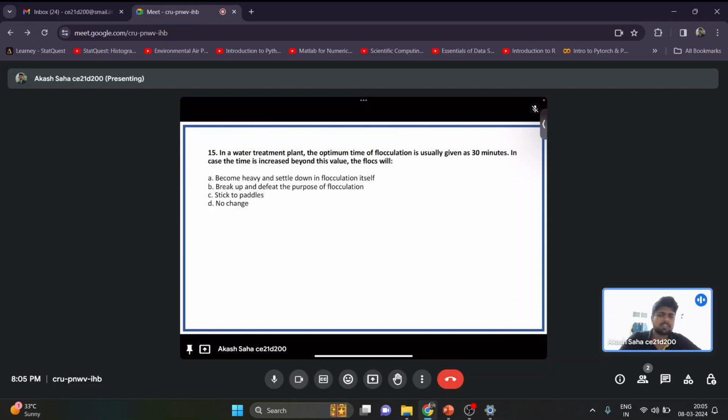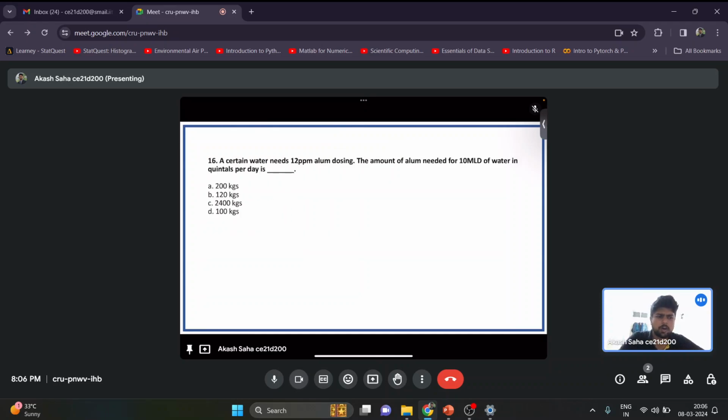So obviously the answer will be B. They will break up and defeat the purpose of the flocculation because more time is given. There can be a change, a case of charge reversal also. Okay, so that can also cause breaking up. So mostly if more and more time is given, there can be breaking up of the particles, and it will defeat the whole purpose of the flocculation. So option B is correct in this case.